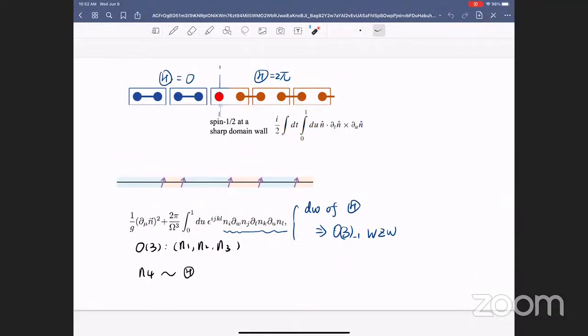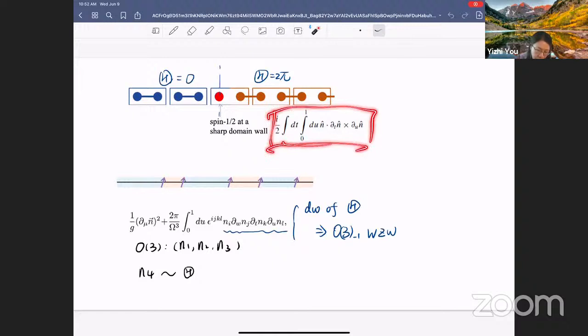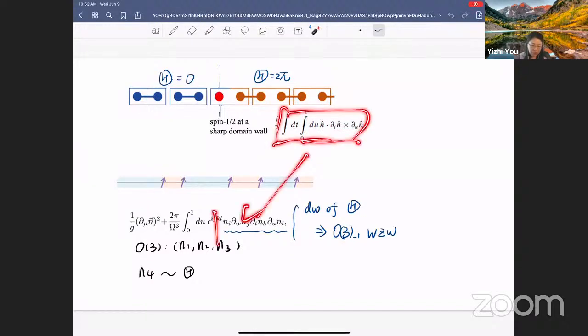Okay, and then how is this related to the picture above? Oh, it's related with the picture above. So for the spin 1/2 degree of freedom, we write down the O3 level one Wess-Zumino-Witten term. The domain wall itself is zero dimension, but here I again extend one dimension, which is the dimension of u. So the O3 rotor is defined on a semisphere. And how is it related with this one? So this is an extended dimension. This is in zero dimension, but with an extended u, 0 plus 1 dimension, and this is in 1 plus 1 dimension.